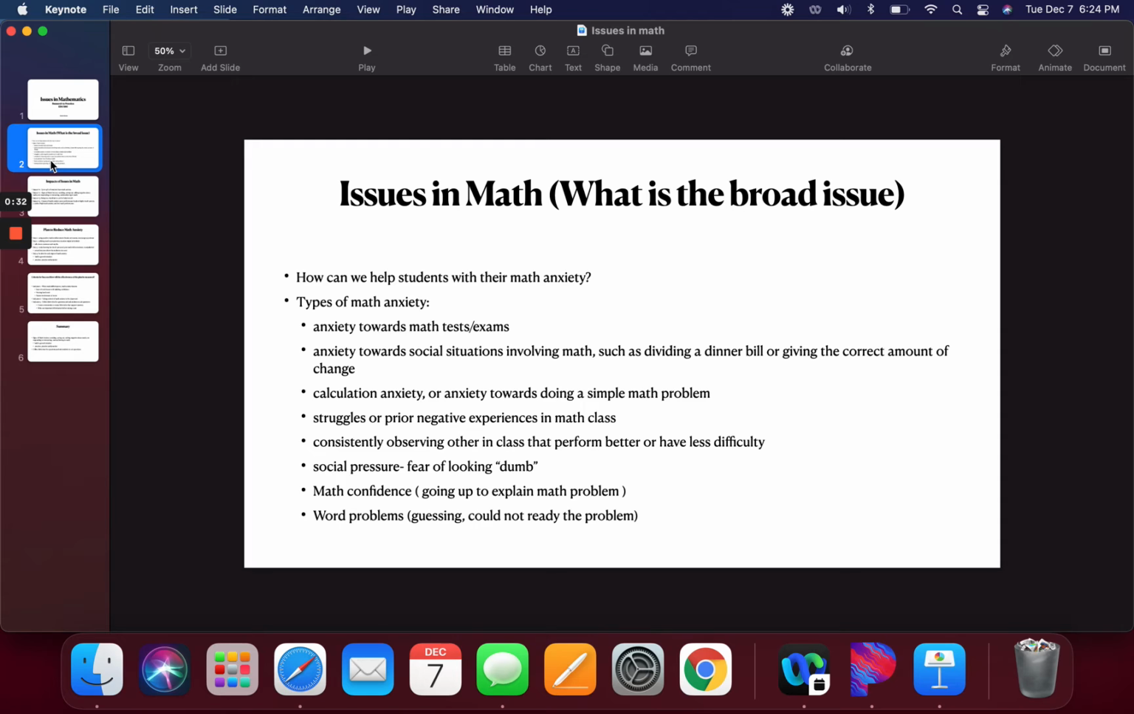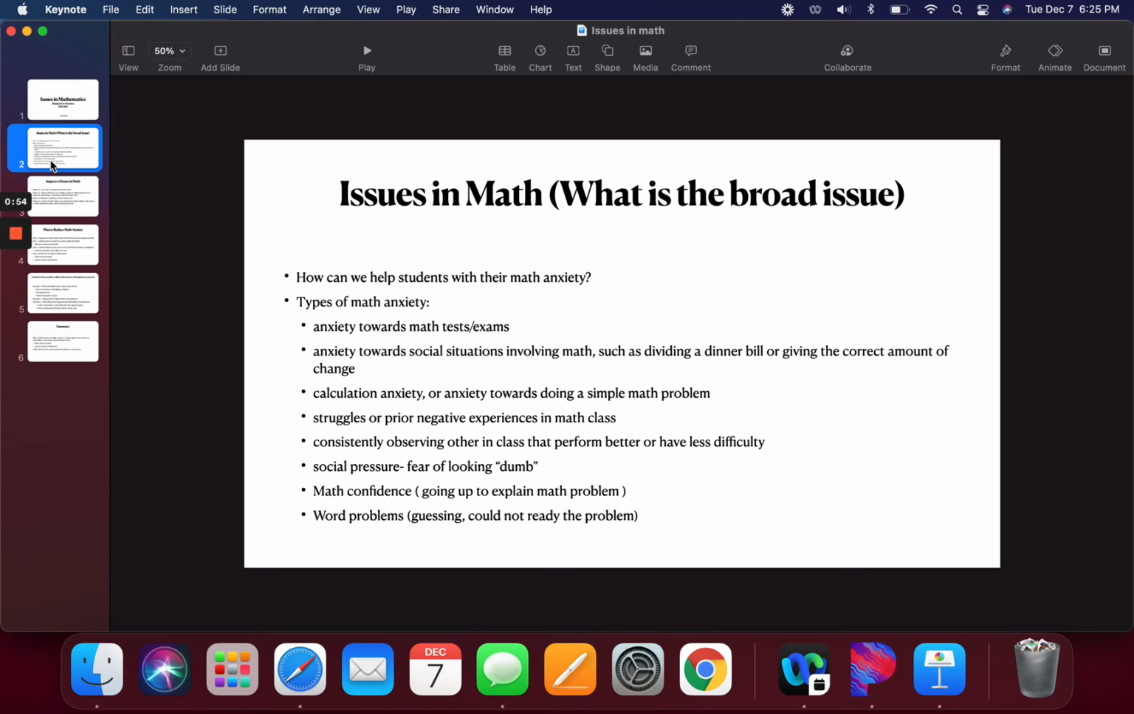There is anxiety towards math tests and math exams, and anxiety towards social situations involving math, such as dividing a dinner bill or a lunch bill out with friends, or giving the correct amount of change. For example, this could be a grocery clerk.